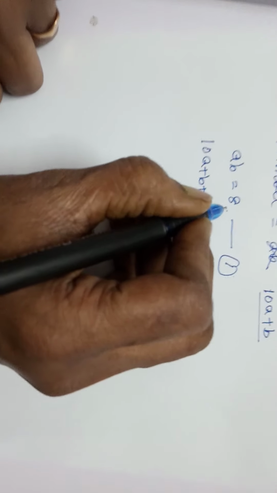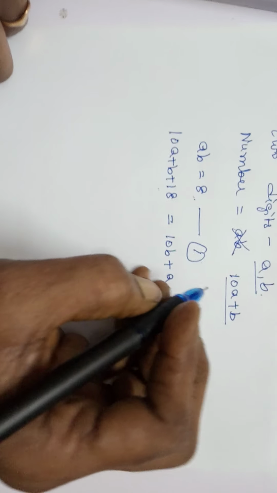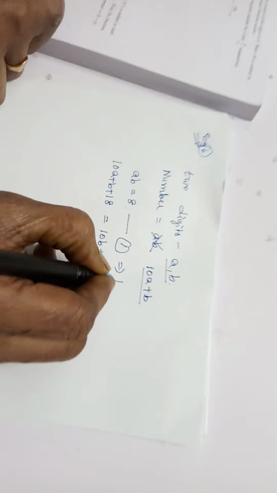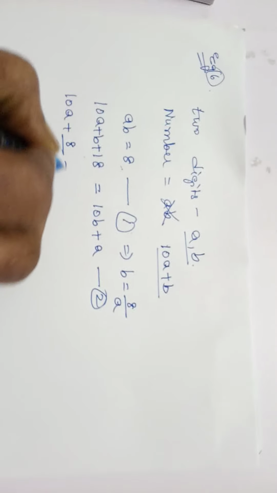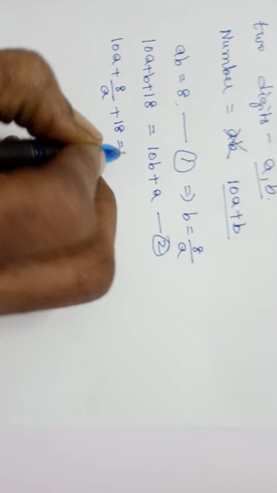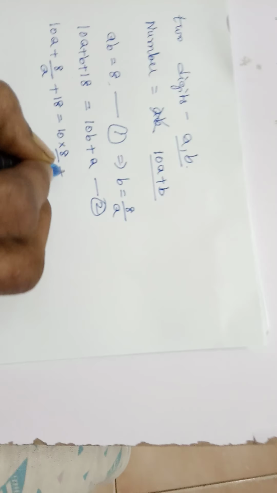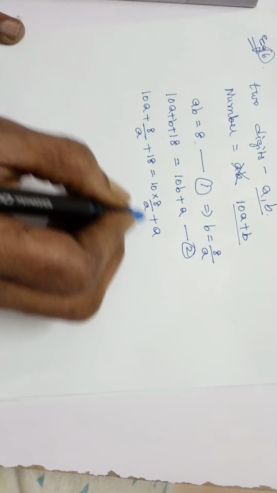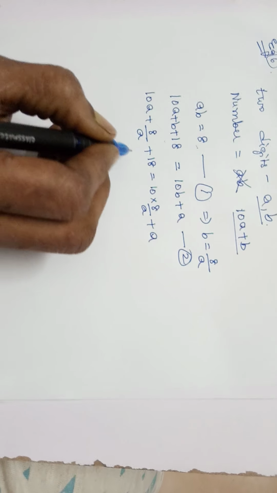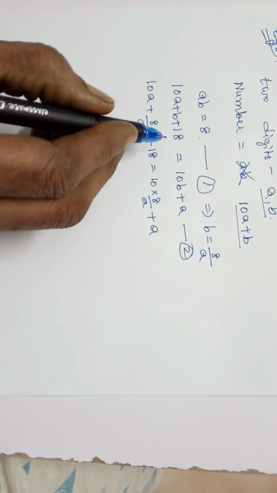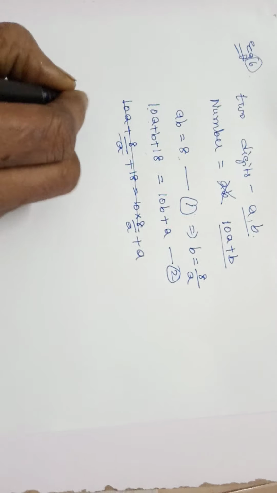Now from here we will take B value and substitute here. Or you can take B value from here and substitute there. Anything. Okay. B is equal to 8 by A. So that we will get a quadratic equation, that is one variable. So 10A plus 8 by A plus 18 is equal to 10 into 8 by A plus A. Now bring all the terms this side, or anyhow you can simplify. Actually before this we can simplify this and write. First we will simplify this.